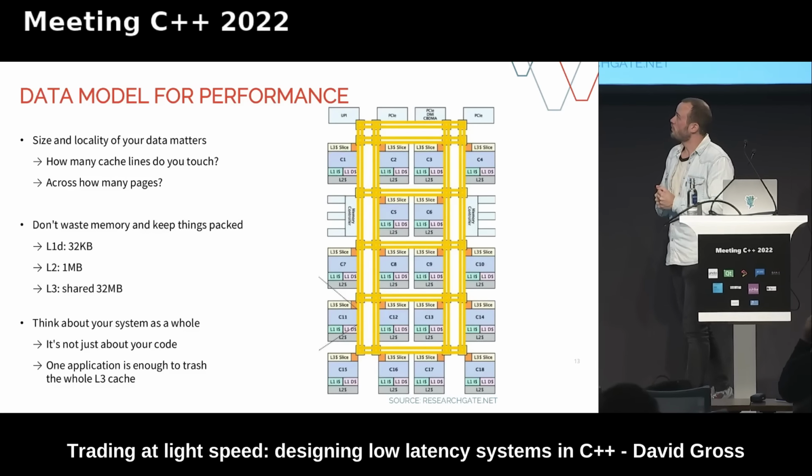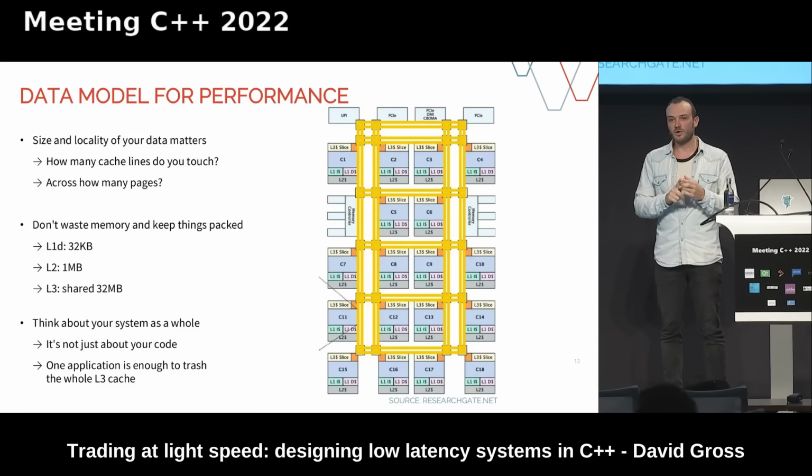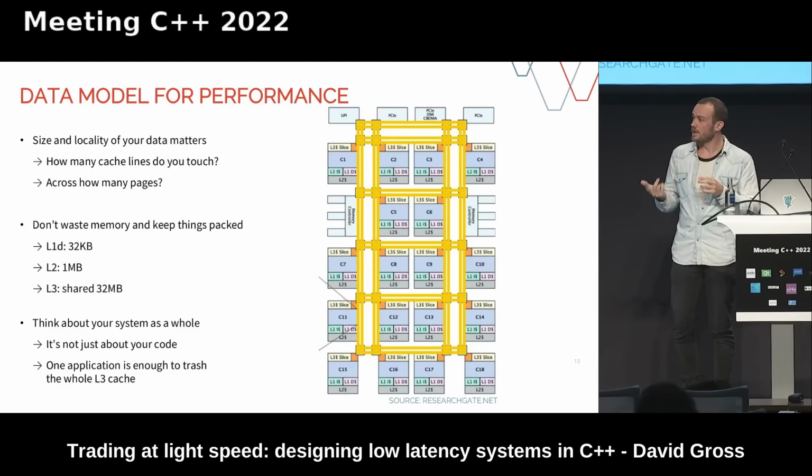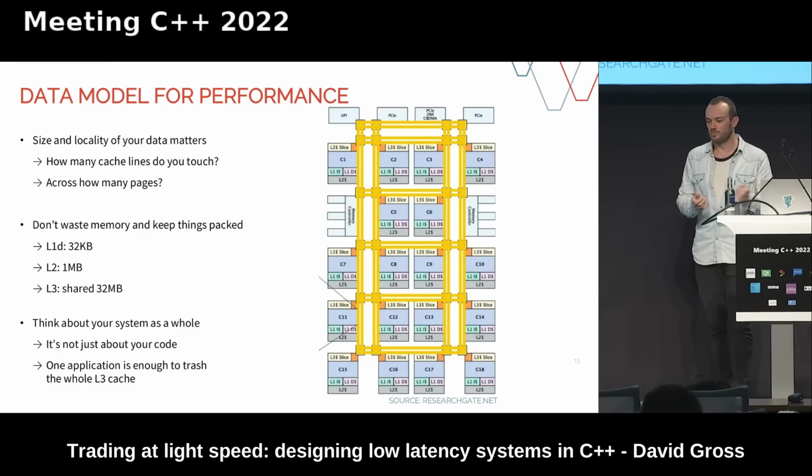So the first strategy is going to be about the size and the locality of your data. Here I put an example of some cache sizes, just to give an idea of what we have on modern processors, at the different levels of cache.